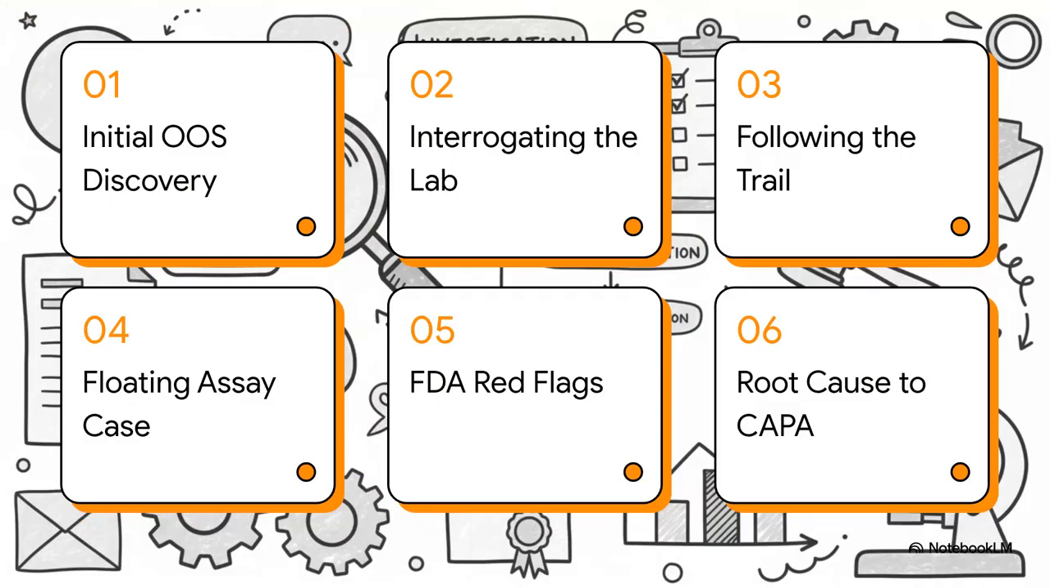So here's our investigation roadmap for This Explainer. We're going to track down the culprit through 6 phases. The initial OOS discovery, interrogating the lab, following the trail, a real-world case we call the Floating Assay, FDA Red Flags, and finally getting from root cause to CAPA.